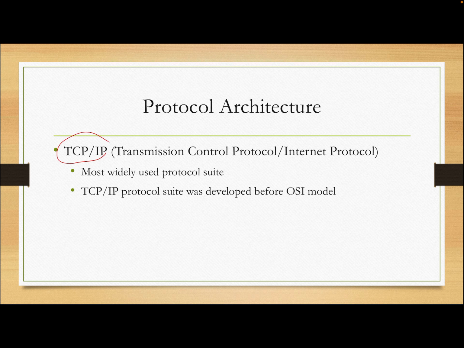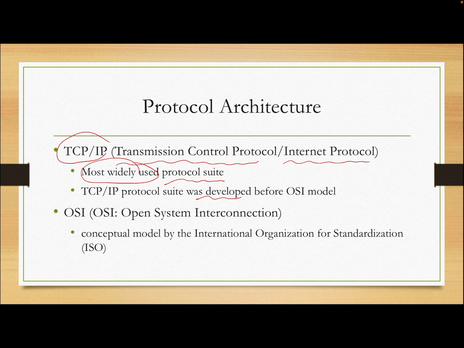Now let's talk about protocol architecture. There are two main protocols that we are using nowadays. The first one is called TCP/IP, Transmission Control Protocol and Internet Protocol. There are two protocols used together in a protocol suite. This is the most widely used one. This was developed before the OSI model. OSI is the standard, but TCP/IP is something that everyone used before OSI came out. So now people use TCP/IP and not OSI.